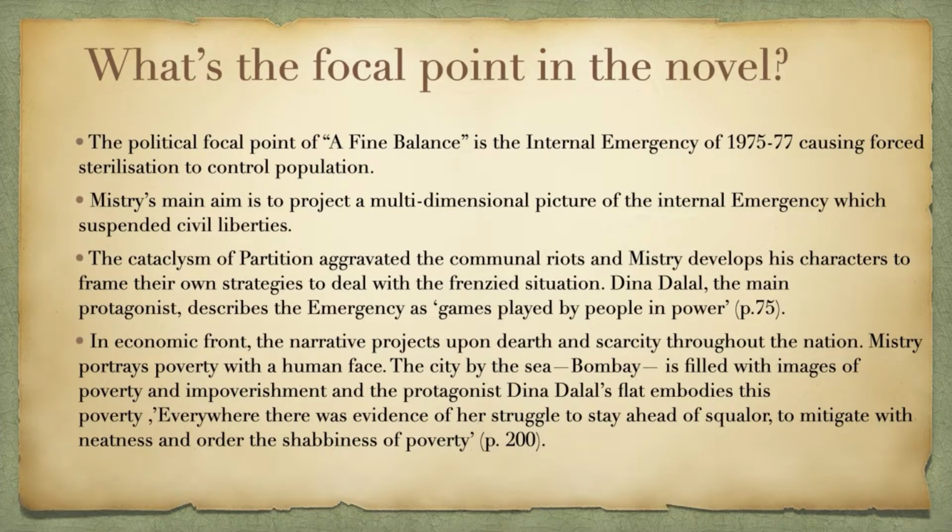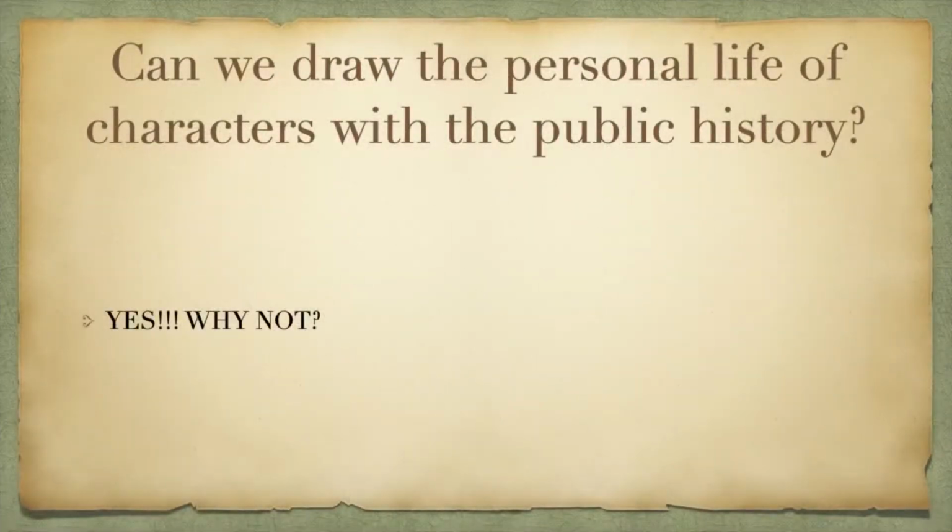Now, Deena Dalal, the main protagonist, the Parsi widow, describes the emergency as, quote-unquote, games played by people in power. That's taken from page number 75 of the Faber and Faber edition of the novel. Now, on the economic front, the narrative projects dearth and scarcity throughout the nation.